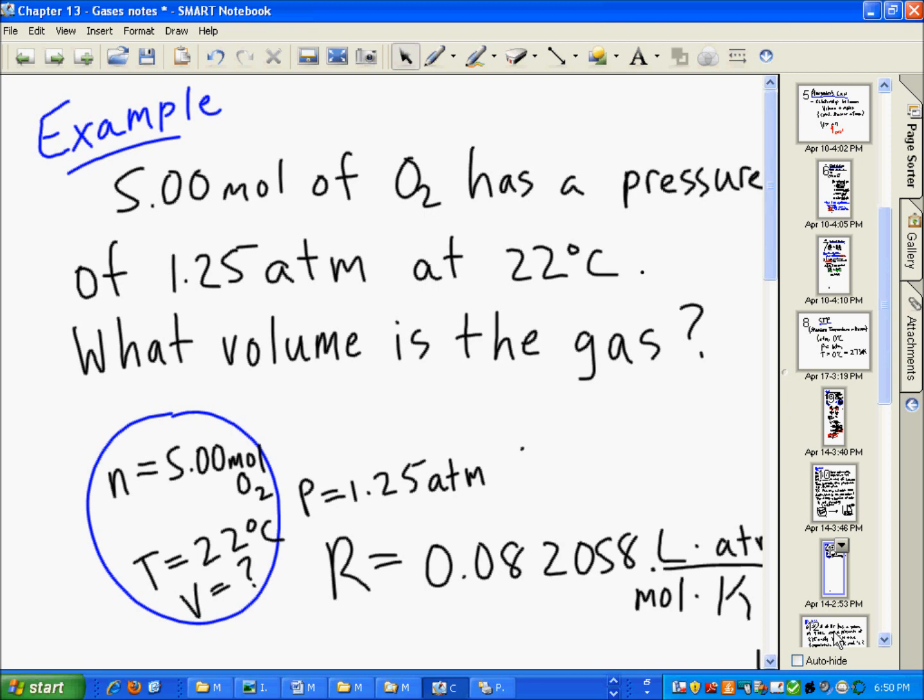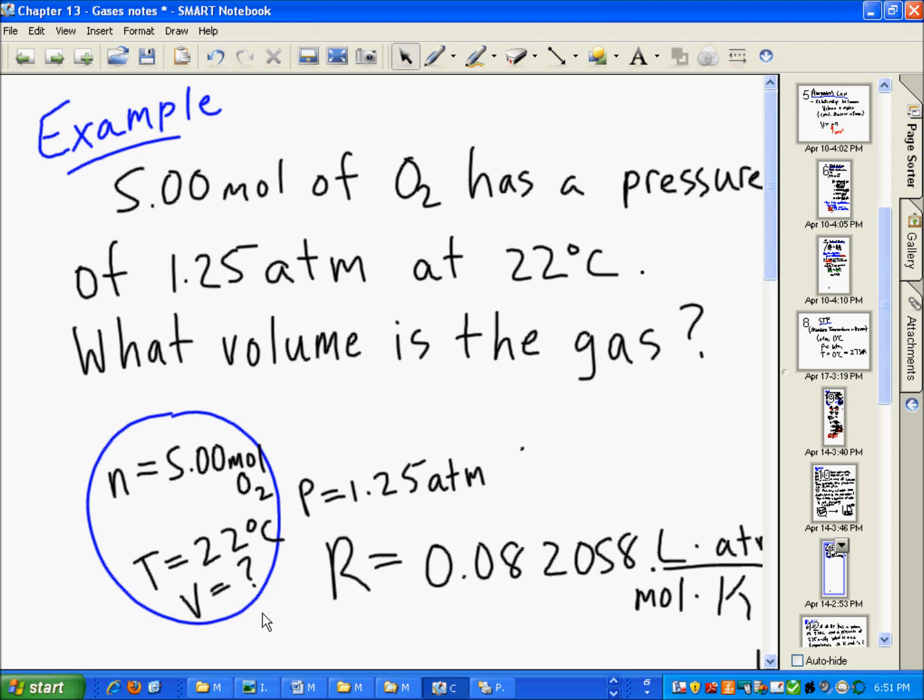So in this problem, you have 5.00 moles of O2, and it has a pressure of 1.25 atm at a temperature of 22 degrees Celsius. We want to know what the volume of the gas is. So in this problem, nothing's changing. It's a single gas, single set of conditions, and I've summarized it for you. We're starting with moles of 5.00 mole. Pressure is 1.25 atm, temperature is 22 degrees Celsius, and the question is asking us to get the volume.